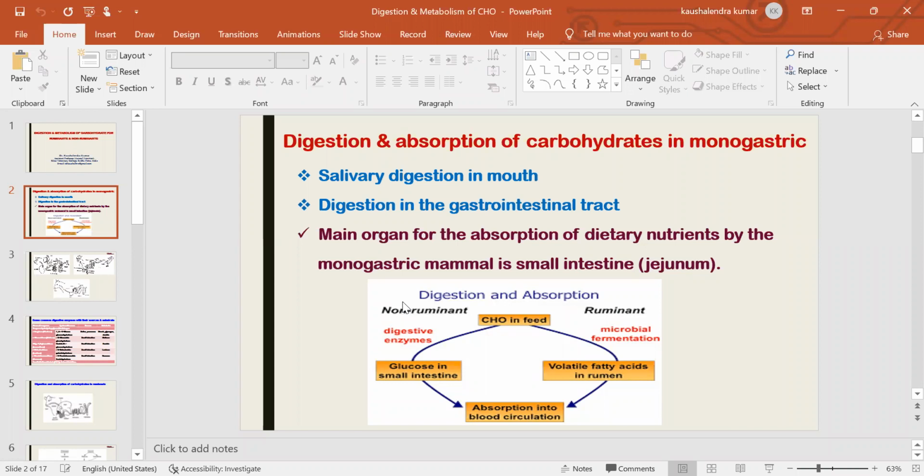One thing you should also remember is that the horse does not have a gallbladder. So they are not storing bile salt. The bile produced from the liver is not stored in the horse because the horse does not have a gallbladder.